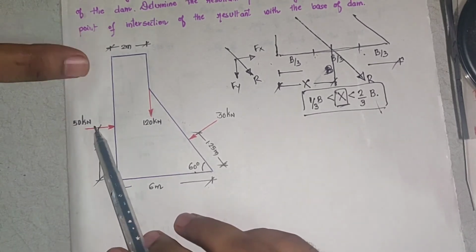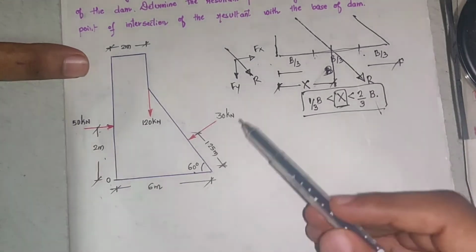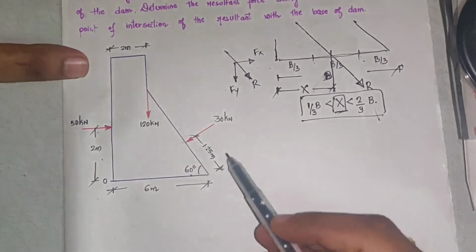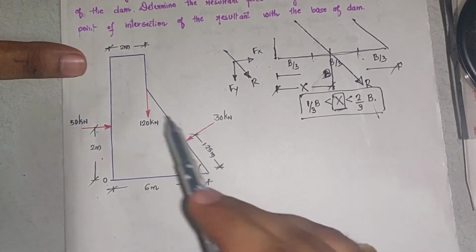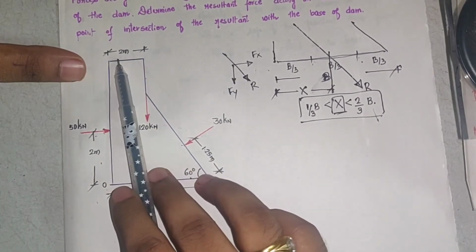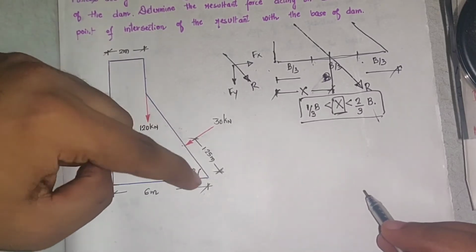One force is acting at a distance of 2 meter from the base, 50 kilonewton. One force is inclined, which is perpendicular to this line, and the distance is 1.25 meter. The top width is 2 meters. This top part is called the top width, and this is called the bottom width.